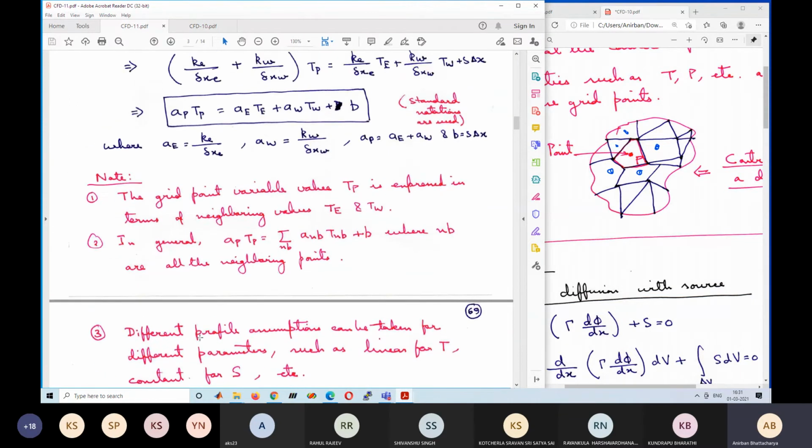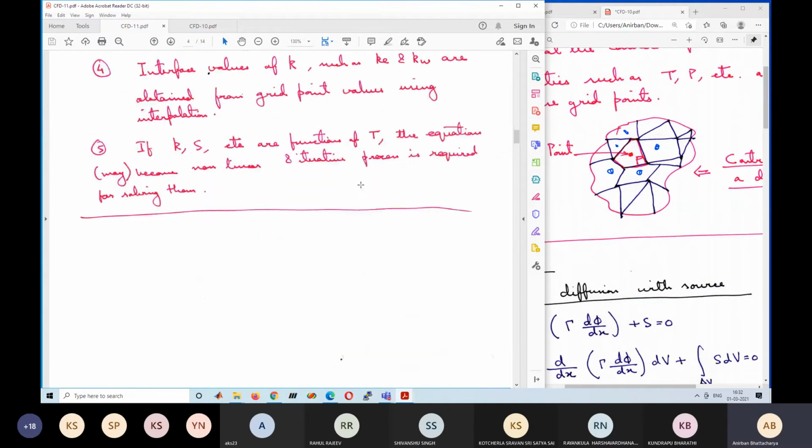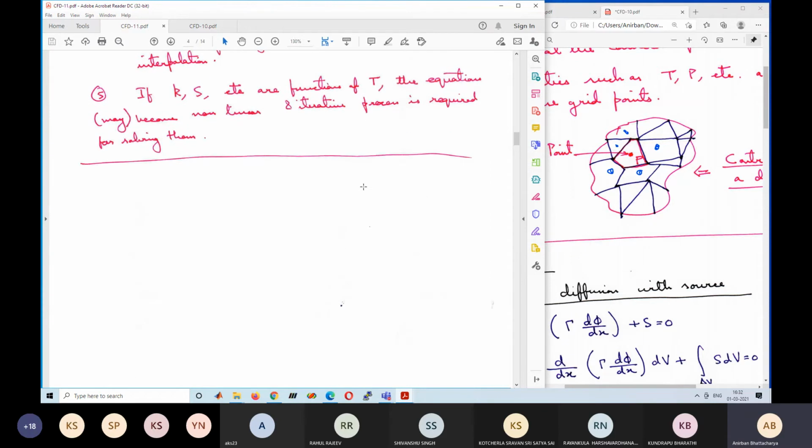But if K is, say, a function of T, K equal to a into T squared, or a into T, or S is a nonlinear function of T, so S is equal to b into T squared or c into T squared, then this equation will become non-linear. If the equation becomes non-linear, you cannot use the solution techniques for solving a linear set of algebraic equations because the equation itself is non-linear. So then we have to solve it using an iterative method. How we will do it, we will discuss later.